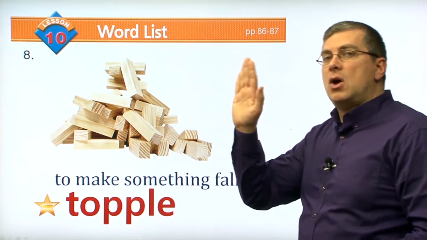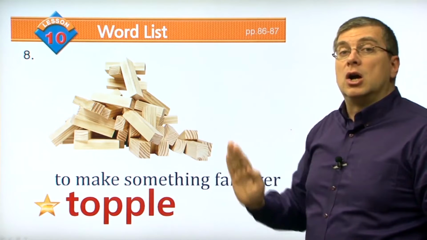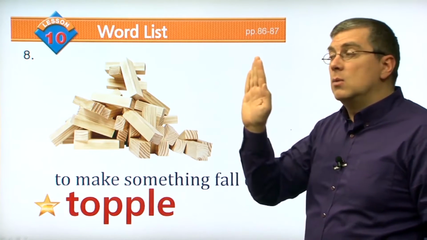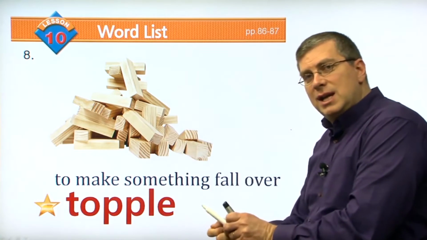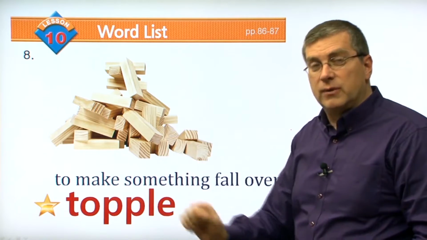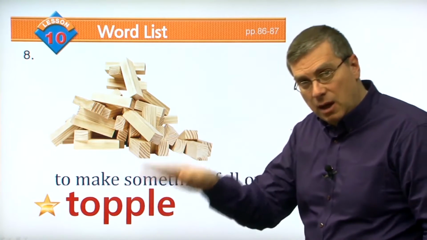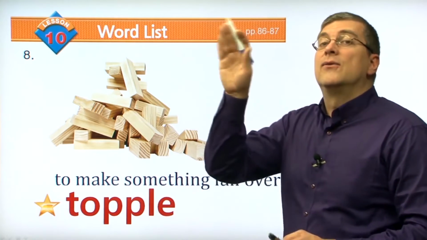If something falls over, especially something that's very large, very big and tall, it will topple. So imagine if you cut down a tree, the tree falls over, we say the tree topples over. Buildings might topple over, okay? So to topple means something very tall falls over.